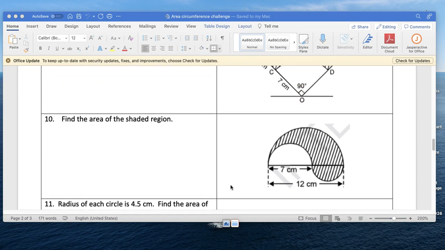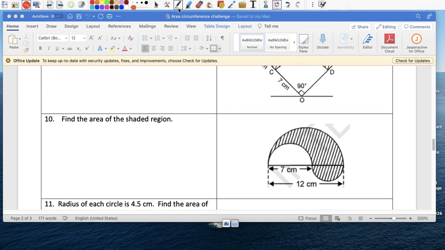Find the area of the shaded region. Okay, so let's deal with the top part first. So it's a half a circle minus this. It's a half of a circle.